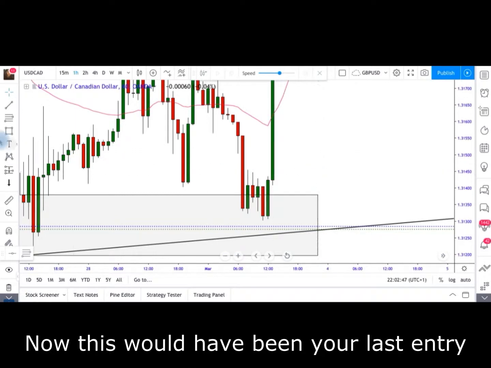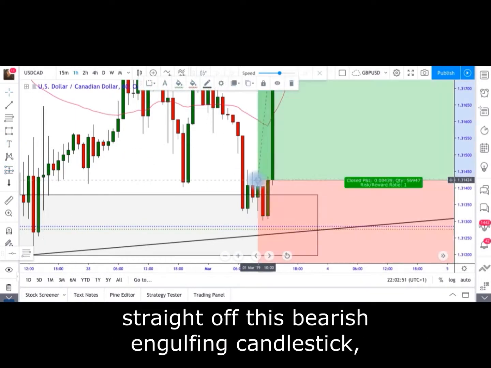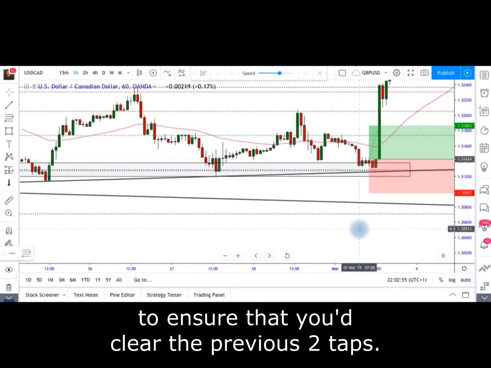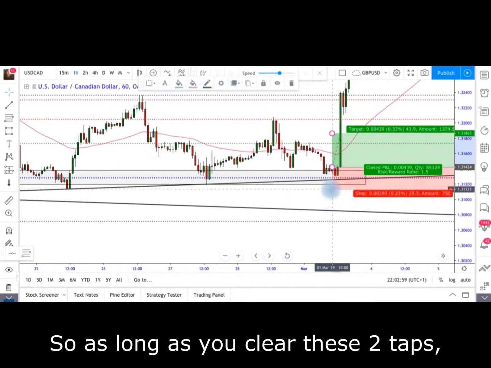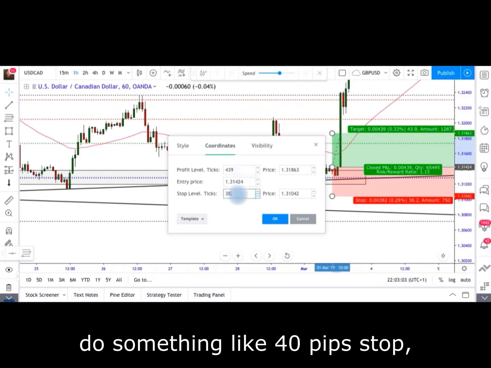Now this would have been your last entry in this particular trade, straight off this bearish engulfing candlestick, and you would have basically put your stops to ensure that you clear the previous 2 taps. So as long as you clear these 2 taps, again you could probably do something like a 40 pip stop.